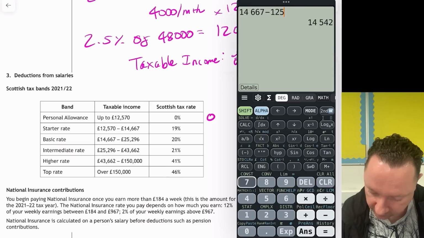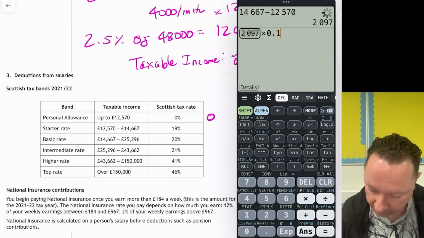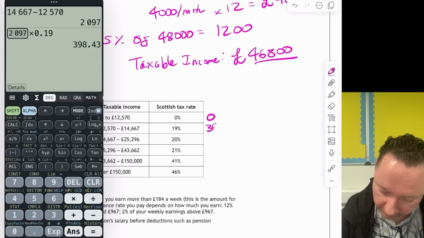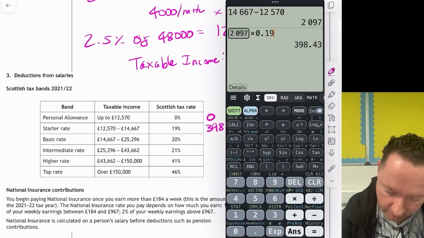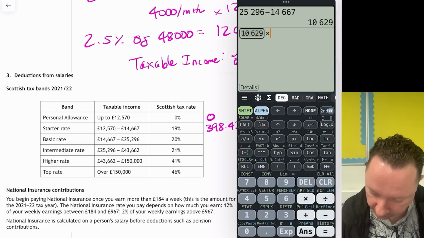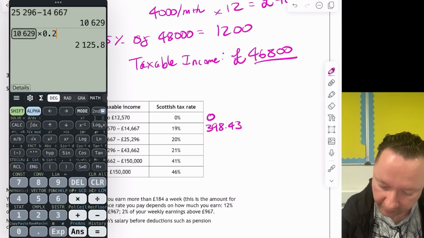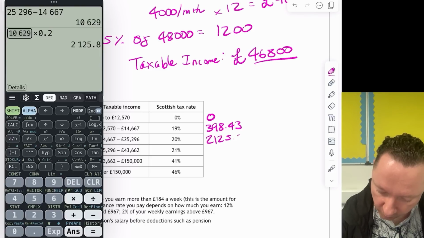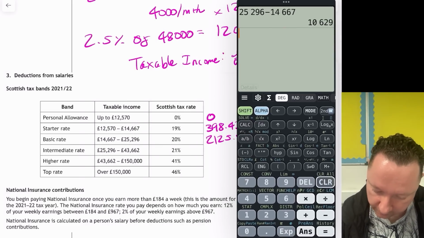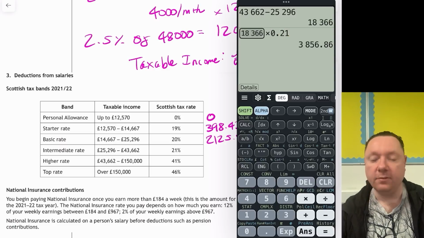So I've got 14,667 minus 12,570, press equals, times 0.19. So the first number is 398.43. So I just write 398.43. Okay, the next one, 25,296 minus 14,667 times 0.2, because it's 20%, 2125.80. The next one, we'll just check our income, 46,800, so yep, we're still going. 43,662 minus 25,296 times 0.21.